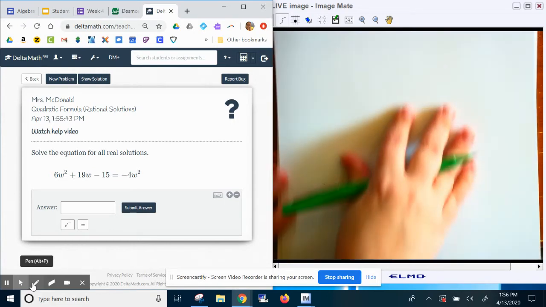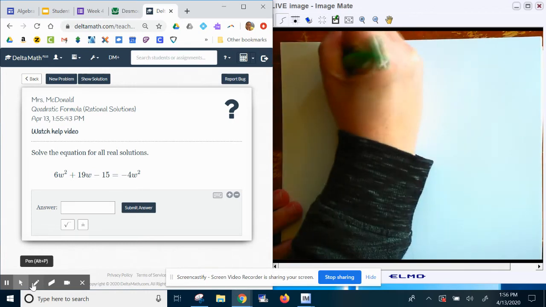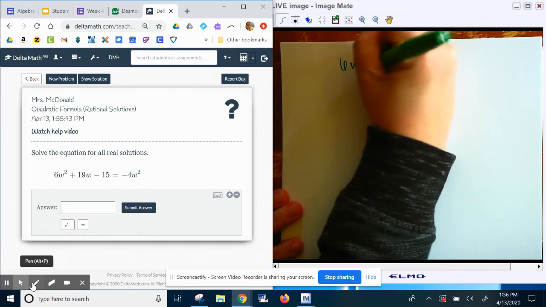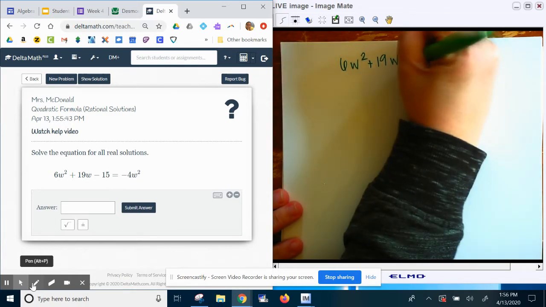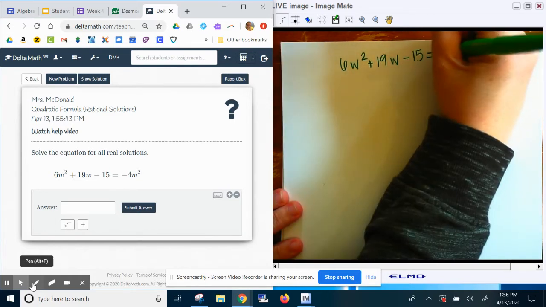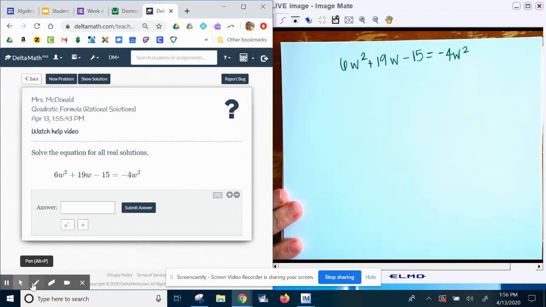Okay, the steps are the same for the quadratic formula, though. You always start by making sure it's in standard form. And by standard form, we mean that it equals 0. So the first step is always to make sure it gets equal to 0.